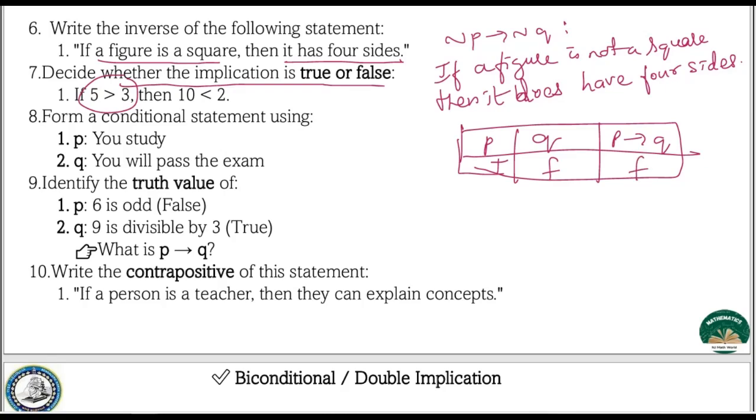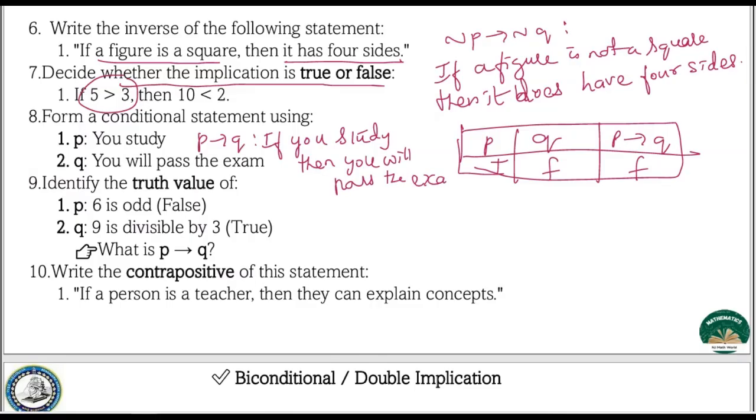From the conditional statement using P, you study, Q, you will pass the exam. Form the conditional statement. What will it be? P implies Q will be: if you study, then you will pass the exam.